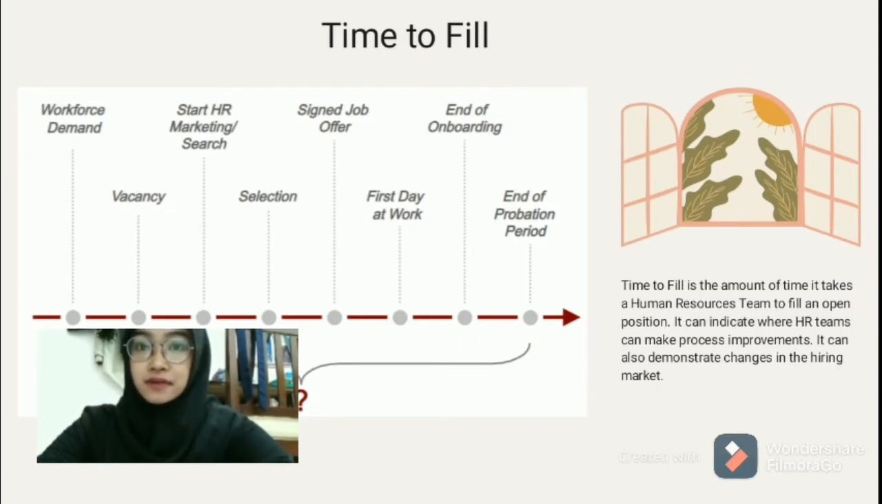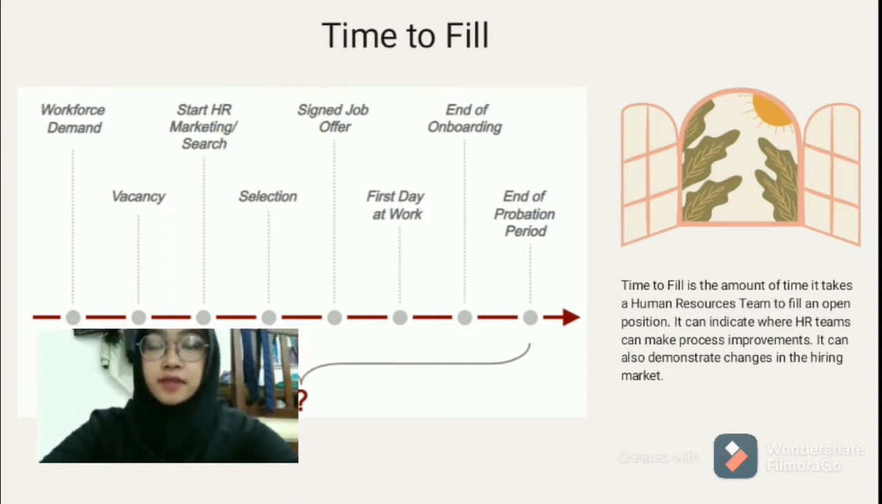Time to fill is the amount of time it takes a human resources team to fill an open position, and it can indicate where HR teams can make process improvements, and it can also demonstrate changes in the hiring market. In time to fill, speed really matters. And as you can see in the picture, there are two options of recruiting time spent.